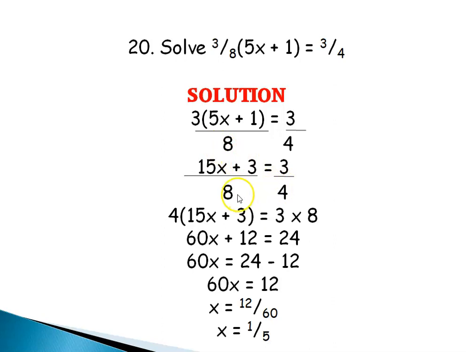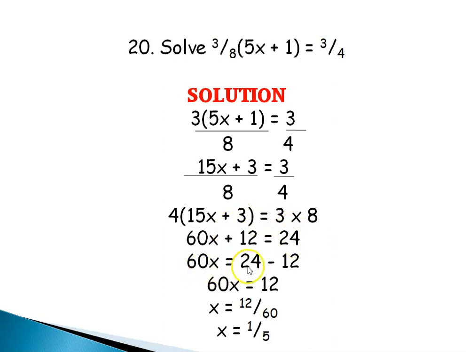Then cross multiply. 3 times 8 will be here. Then 4 multiplied by 15x plus 3. Let's open this bracket. 4 times 15x, 60x. Is that taken? Then 4 times 3, 12. 3 times 8, 24. Okay, so let's bring this 12 to this side.